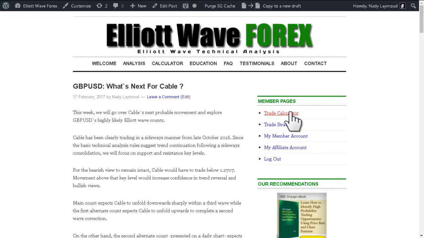This week, we will go over cable's next probable movement and explore its highly likely Elliott wave counts. Cable has been clearly trading in a sideways manner from late October 2016, and since the basic technical analysis rules suggest trend continuation following a sideways consolidation, we will be focusing on support and resistance key levels.